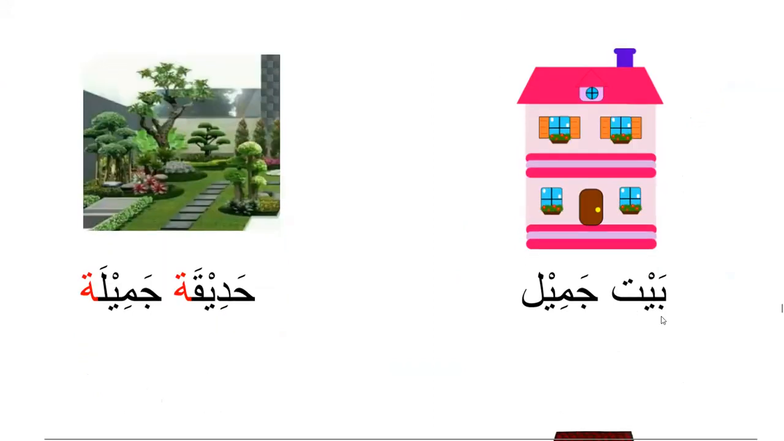Okay, read Latifa. Baitun Jamil, a beautiful house. Hadikatun Jamila, the beautiful garden. Tanween means an.